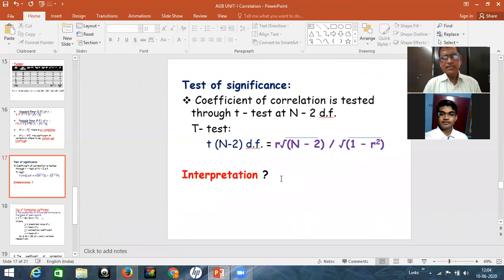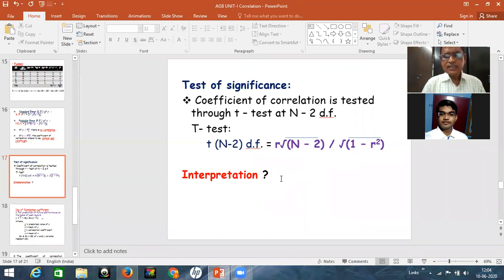The interpretation will be like this: if the calculated value of t is more than the tabulated value of t for the corresponding degrees of freedom, that is n minus 2 is the degree of freedom, and the level of significance, that is 5% or 1% level of significance is considered. So if the calculated value of t is greater than the tabulated value of t for the corresponding degree of freedom and level of significance, then we say the correlation is significant.